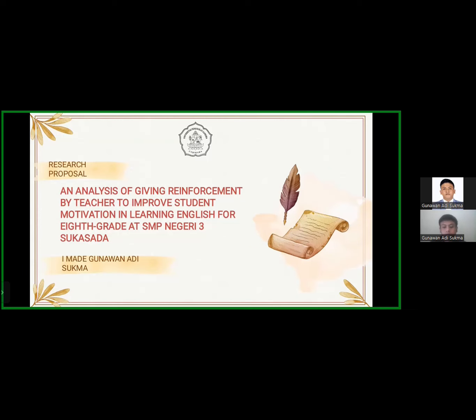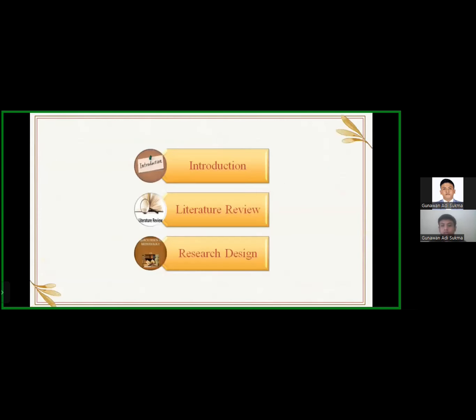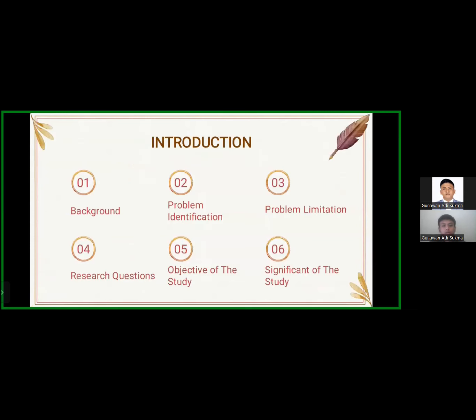Okay, next. In this session, I would like to explain three lessons. The first is introduction, literature review, and research design. In introduction, I have the background, problem identification, problem limitation, research question, objective of the study, and significance of the study.